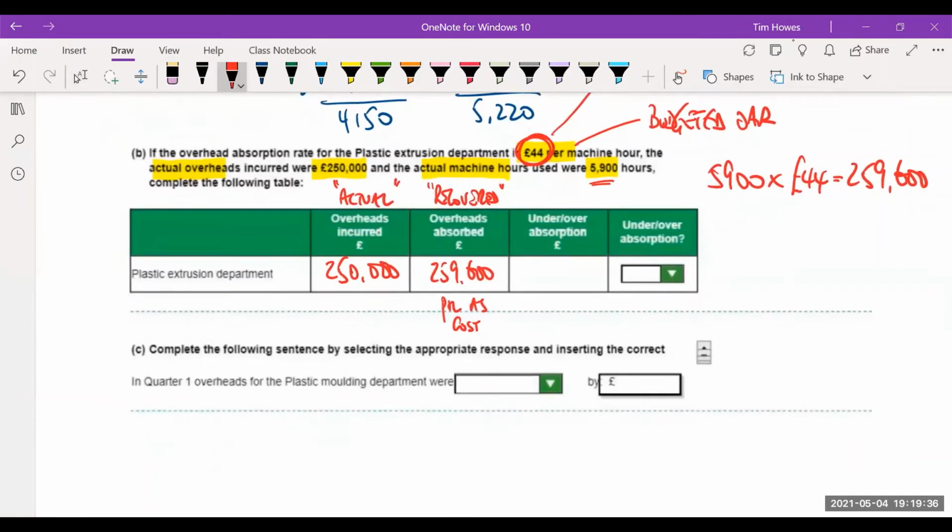So we're under or over absorbed. Obviously, we need a value and a word. I don't suppose the value is necessarily difficult, because the difference in those two numbers is 9,600.